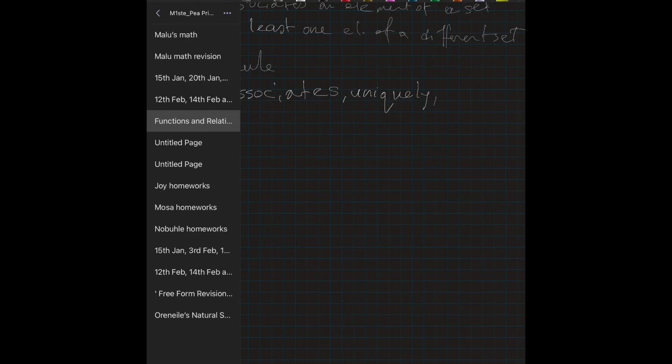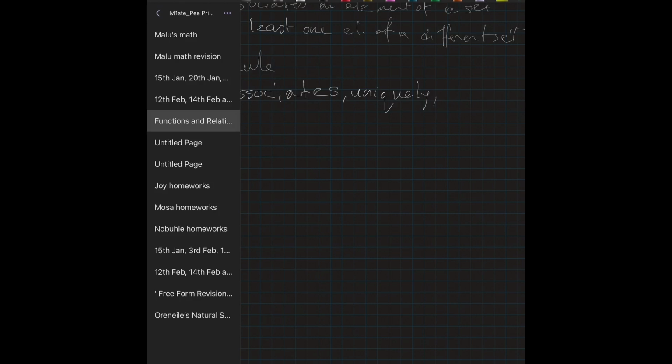But a relation is just a rule between an element of a set. So it will be an x value of -1 maps onto a y value of 0. That's the relation. And the function would be the unique association of x values to the y values for a specific curve or line or whatever.